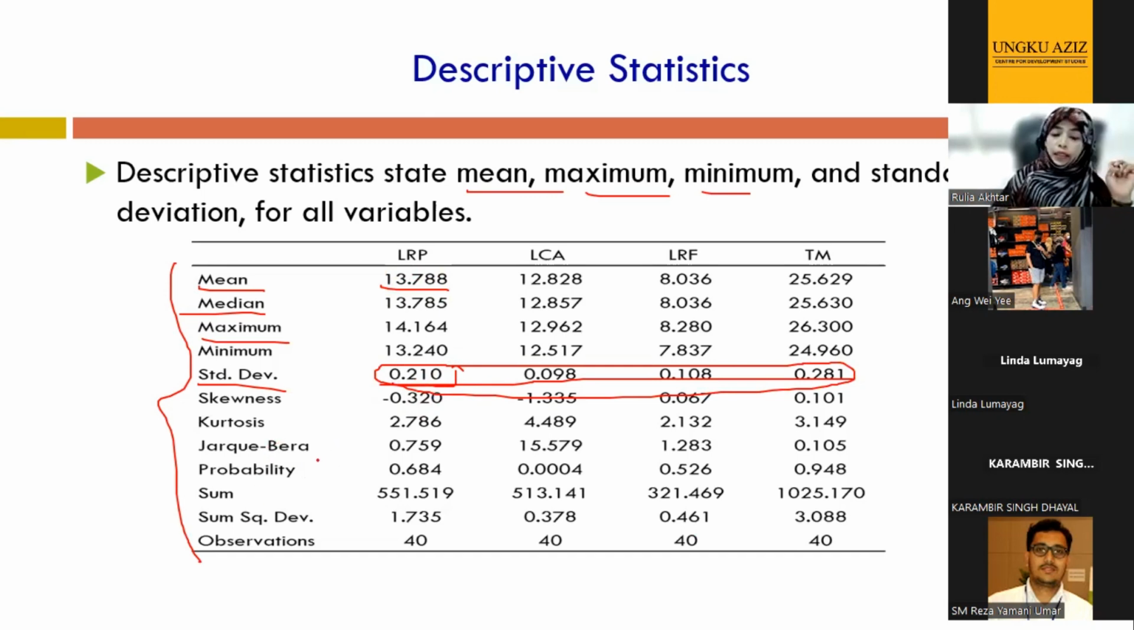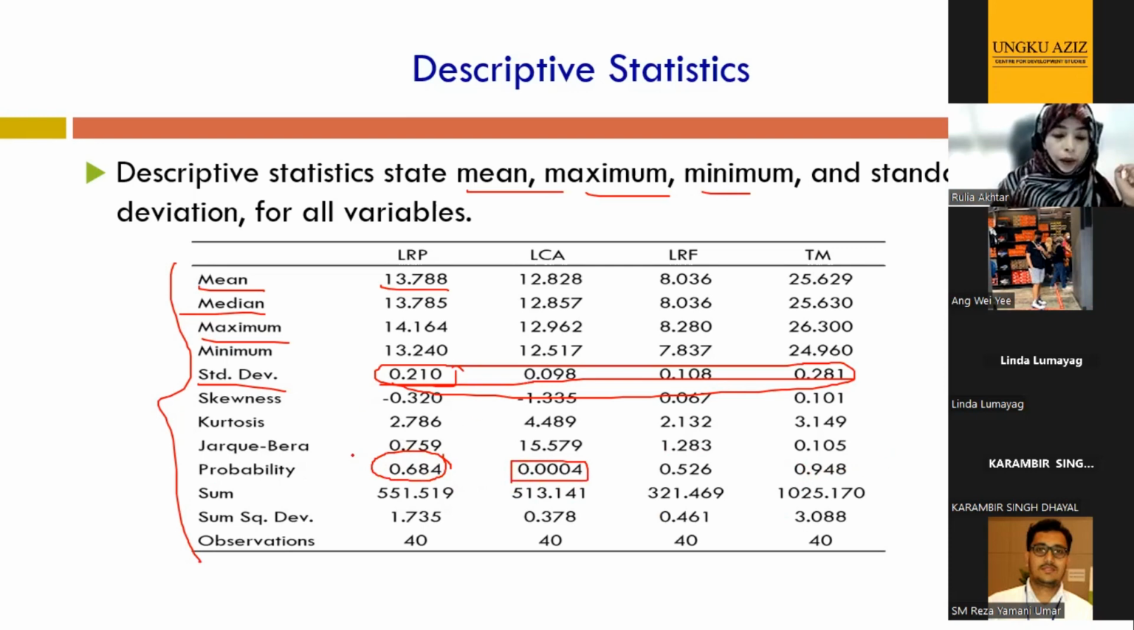Jarque-Bera is the normality test, and we can see it either graphically or in table form. If the p-value is more than the 5% level, meaning that the data is normally distributed. But here, one of our data is not normally distributed. Overall, on average, our model is normally distributed. We cannot consider only one value; we consider all the variables, because we have 4 variables here.